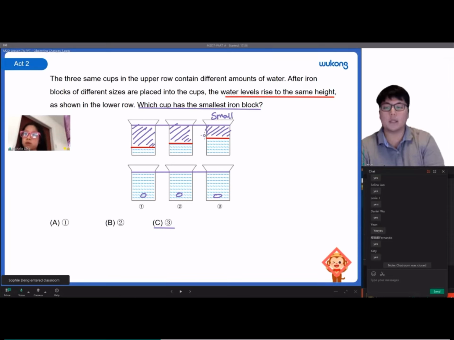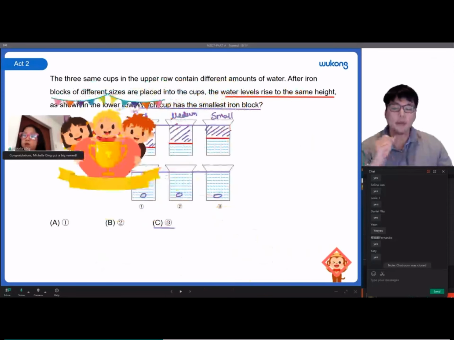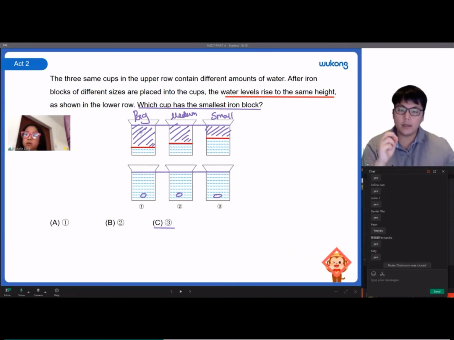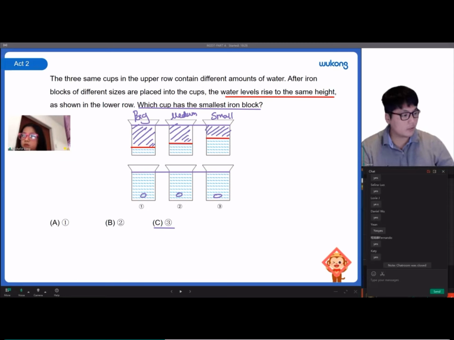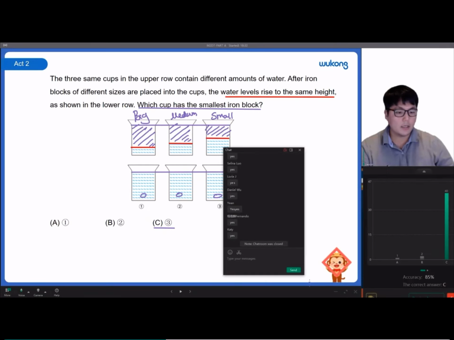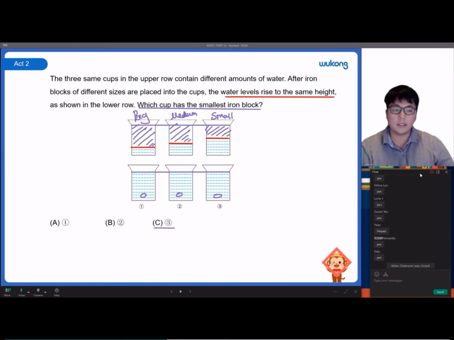Then which one has the biggest metal piece? Number 1. Very good. What about medium? Number 2. Very good. Excellent job. Michelle does really, really good. I loved how you looked at which one had the most water and which one also had the smallest rise of the water level. Very good, Michelle. Thank you very much. So yes, everybody, that is why the answer is C. Well done, everybody, for those of you who selected C.